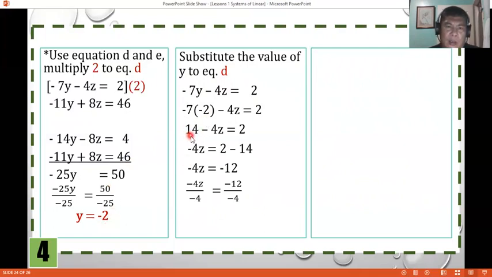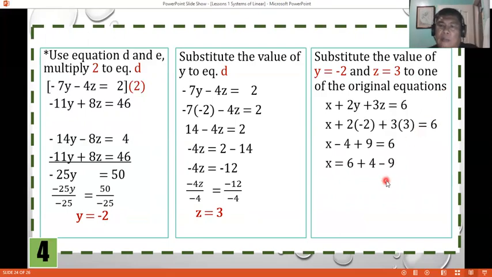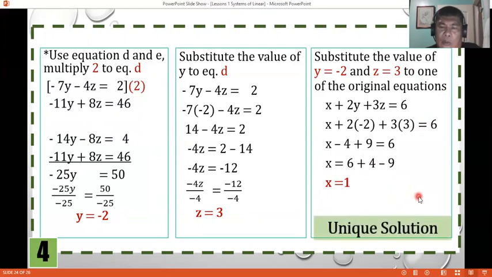Positive 14. Pag tinranspose ko yan, ito siya. Okay? Ang difference nito, ito. Dividing both sides by negative 4 equals 3. May y equals to negative 2, may z equals to negative 3. Pwede natin gamitin ang a, b, and c to substitute this to solve for x. And substitute the value of y and z to the original equation, either dun sa tatlong yun. So, finally, we have x equals to 1. Unique solution na naman.